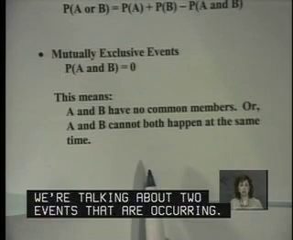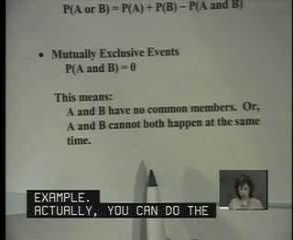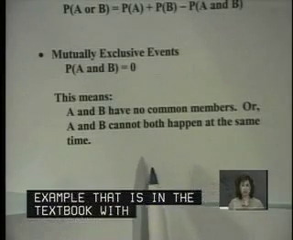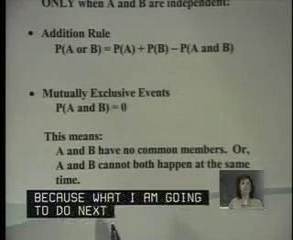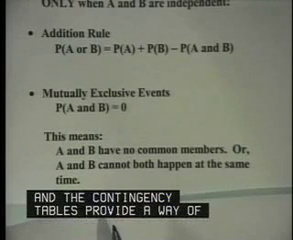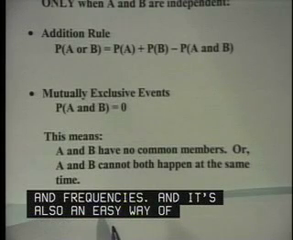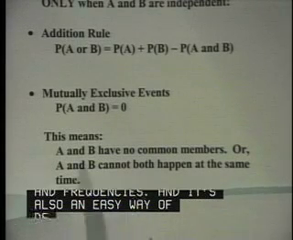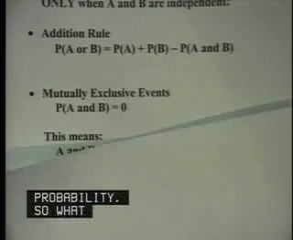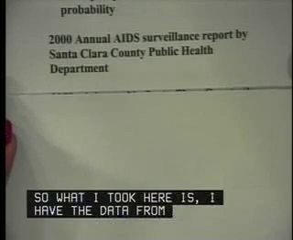I'm going to do one example. Actually, you can do the example that is in the textbook with Carlos playing college soccer. That would be a good one, because what I'm going to do next is the contingency tables. Contingency tables provide a way of displaying probabilities and frequencies, and it's also an easy way of determining conditional probability.